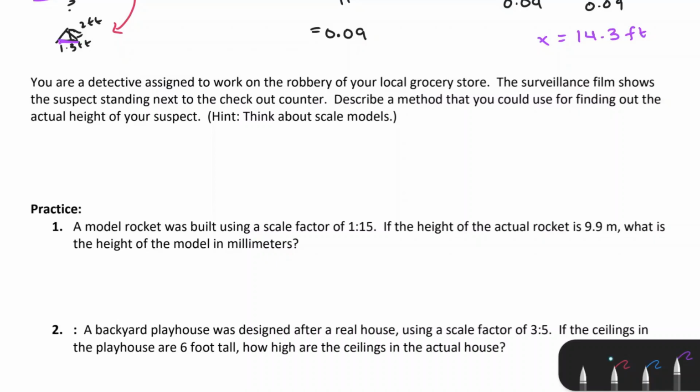Well, here's our suspect standing next to the checkout counter. Well, the suspect is gone, right? He's run off. I can't figure out how tall he is because he's no longer there. However, I can see on the screen how tall that counter is. If I took a still and brought a ruler up to the TV, and I know how tall that counter is in real life, I can go back out to the store and the counter is still there.